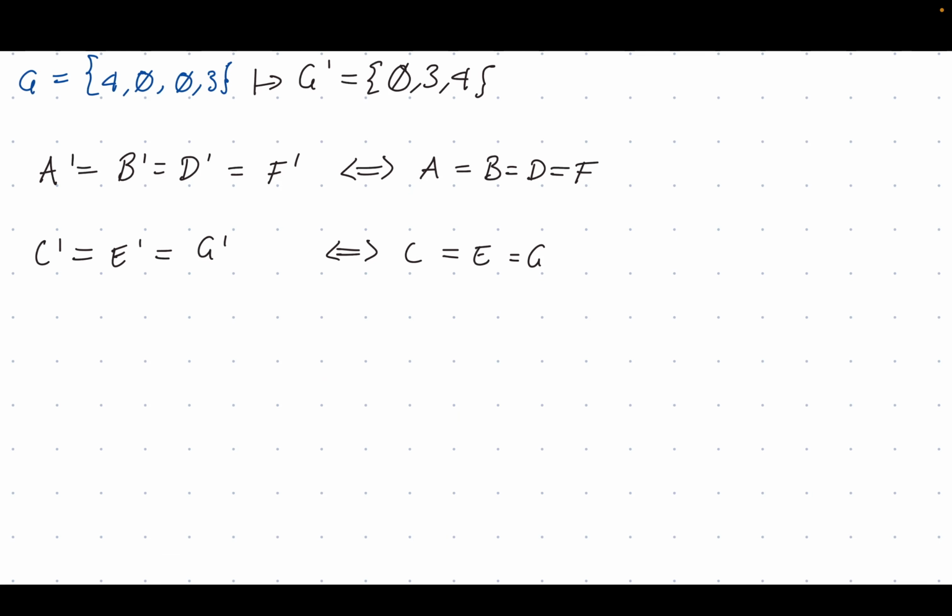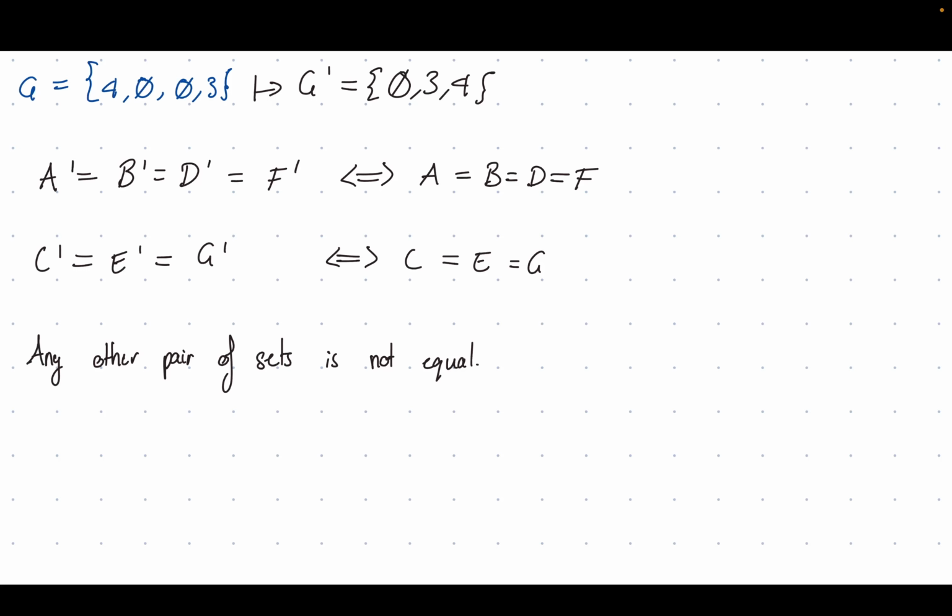Cool. And then any other pair of sets is not equal. Note that when I say pair of sets, here we have four sets put together, but any two of these sets are equal, and then any two of these three sets are equal. And if you take something like A and E, that's not going to be equal, B and C is not going to be equal, D and E is not going to be equal, and so on and so forth.